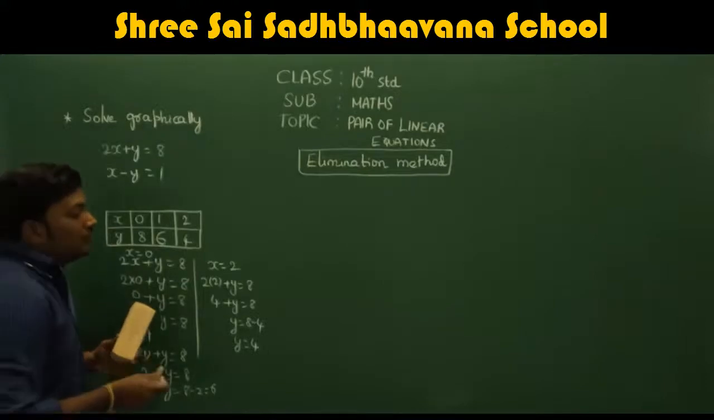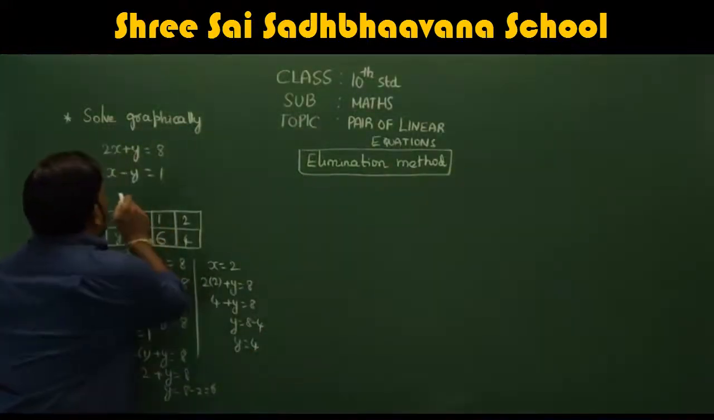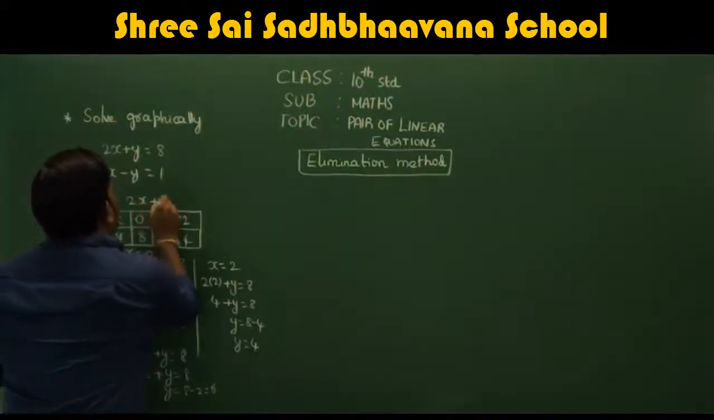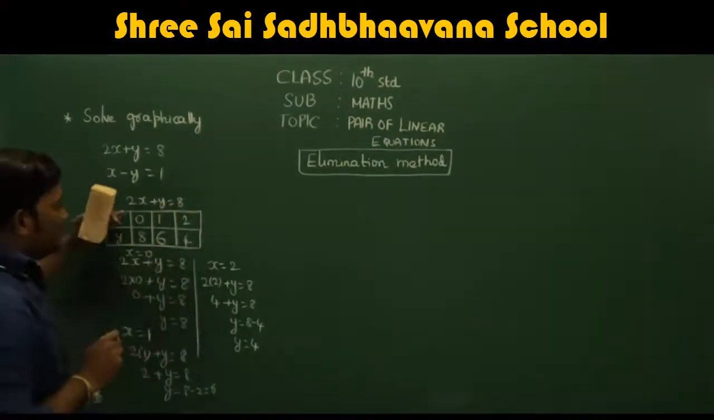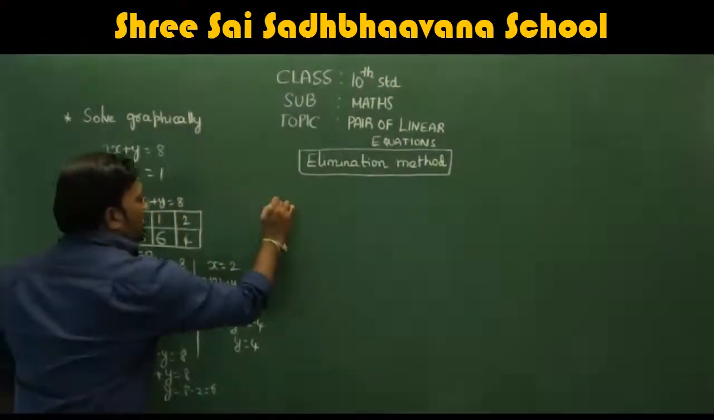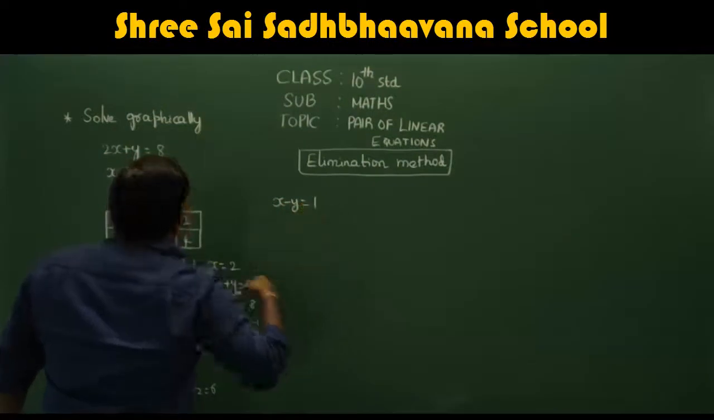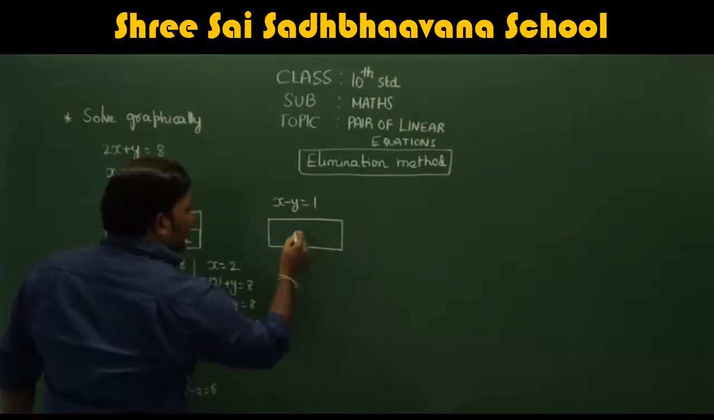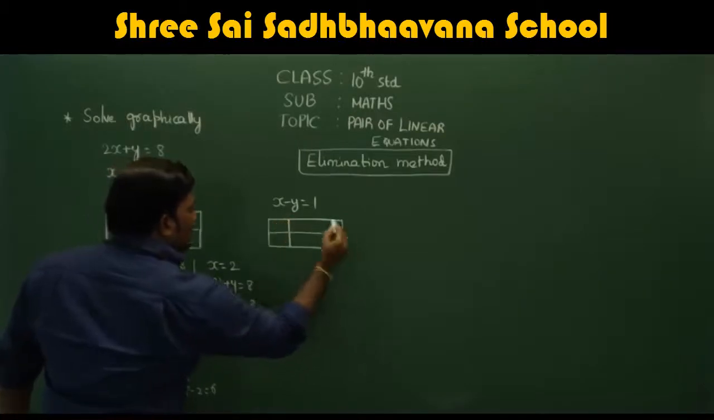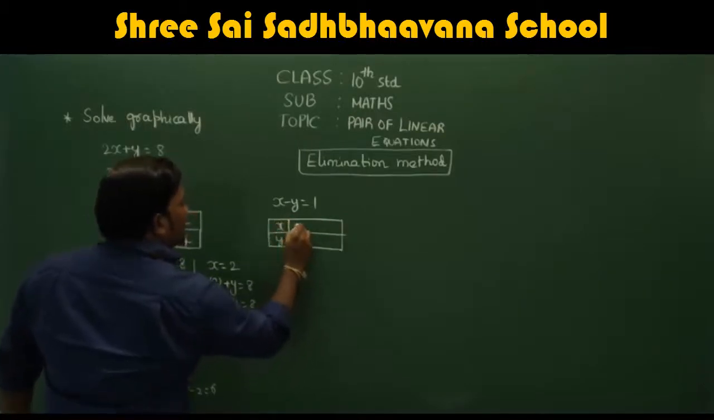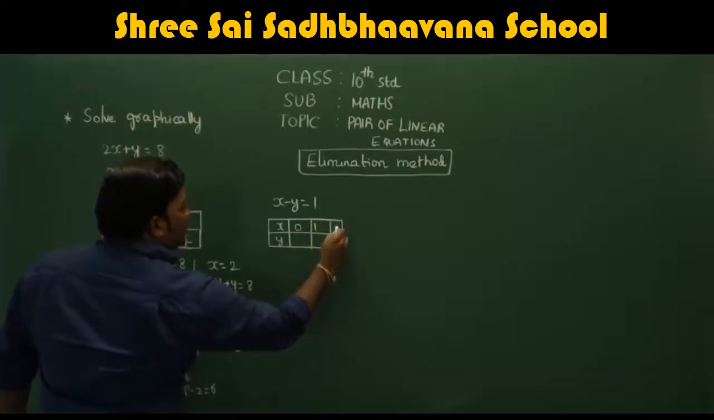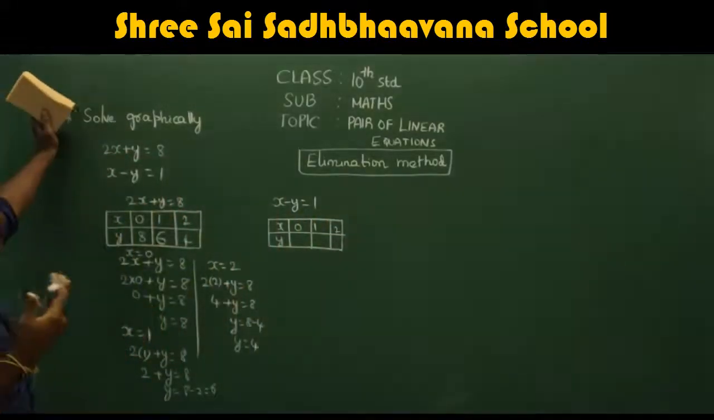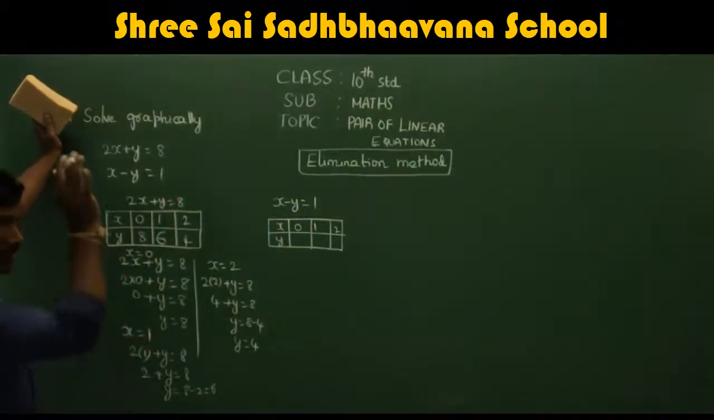Now the tabular column for the first one, 2x plus y is equal to 8, is this. Next, let me write the tabular column for x minus y is equal to 1. Here also I am taking 3 values, the same values for x: 0, 1, 2. The x values we can define, but the y values we will get only after substitution.